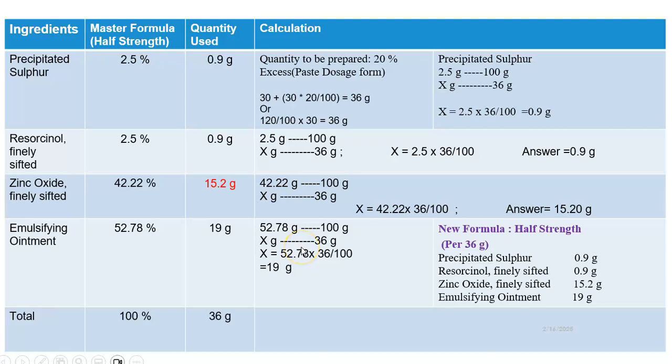Here, we then move to say how much emulsifying ointment will we need. We know 52.78 in 100, so how much is in 36 grams? We get 19. Importantly, whenever you write your new formula, you should always add it to make sure it adds up to 36 grams. And this is how you can spot if you have any calculation error. So 0.9 plus 0.9 plus 15.2 plus 19 gives you 36 grams.